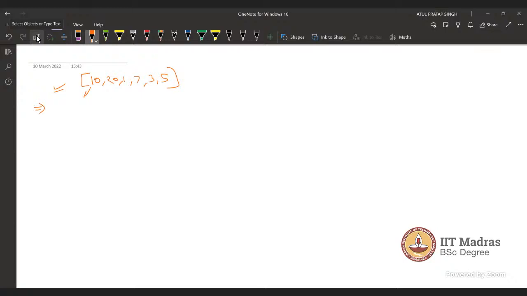So basically, how can we create the max heap? First, we will add 10. A single node we can say is a heap. This is a max heap. We are just creating a max heap.